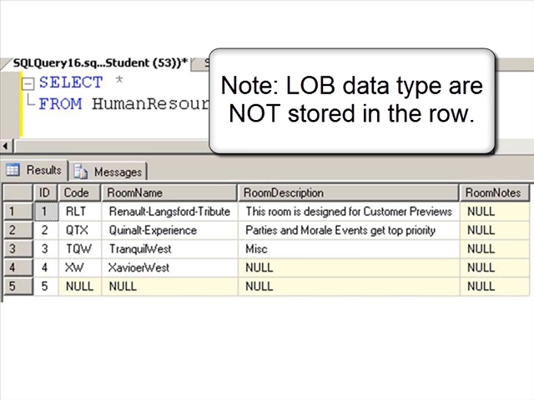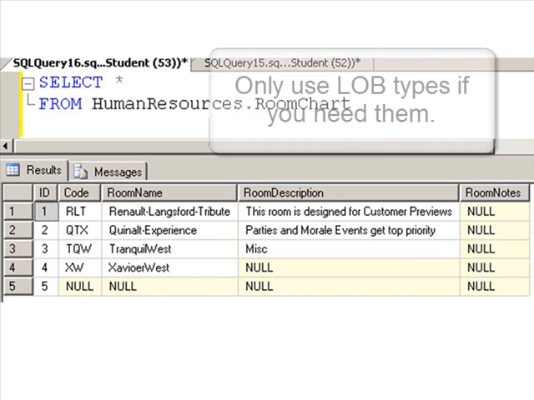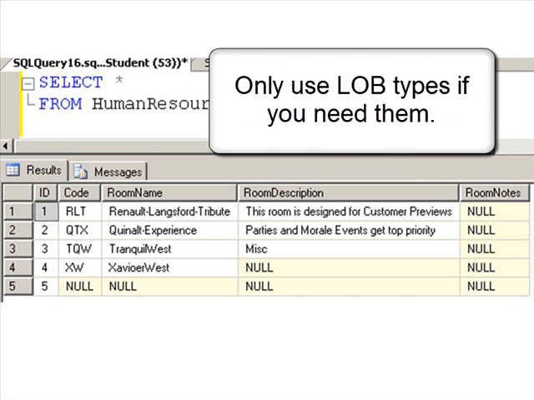What's really stored within this row are the regular data types. The large object types give you capacity you didn't used to have, but they have to be managed by SQL Server in a separate memory space, which can cost you processing time and performance, so only use large object types if you need them.